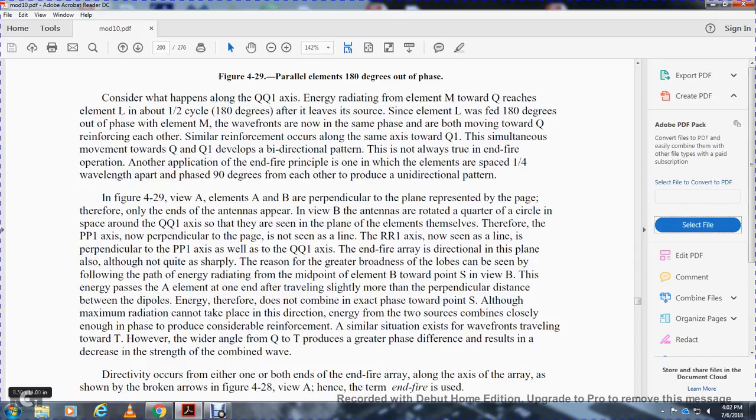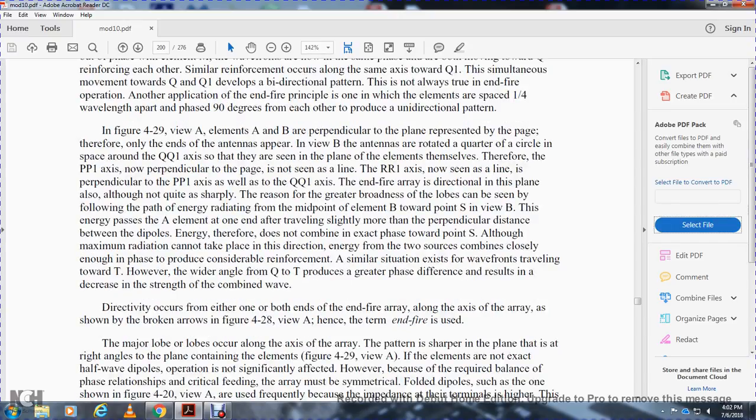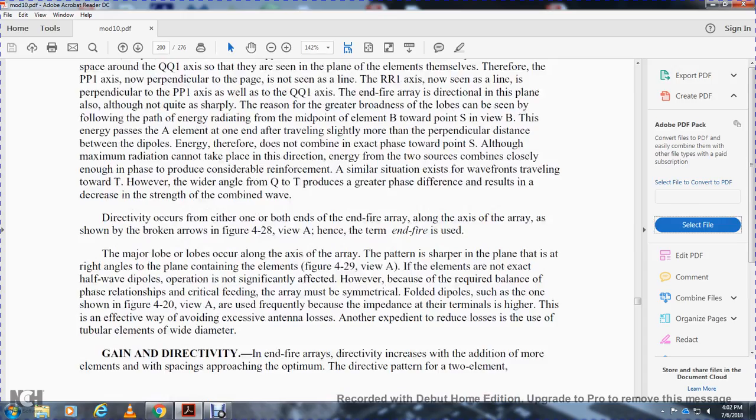The breadth of the lobe can be seen by following the path of the energy radiating from the midpoint of element B toward point S of view B. The energy path from element A travels a slightly greater distance than the perpendicular distance between the dipoles. Energy therefore does not combine in exact phase toward S, although maximum radiation cannot take place in that direction, the energy from the two sources combines closely enough in phase to produce considerable reinforcement. A similar situation exists for the wave fronts traveling toward T. However, the wider angle of Q to T produces a greater phase difference, resulting in decreased strength of the combined wave.